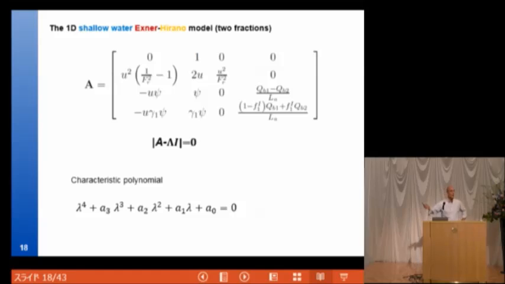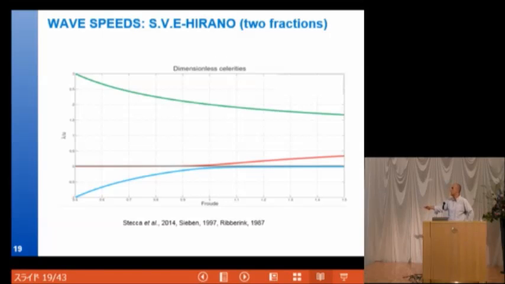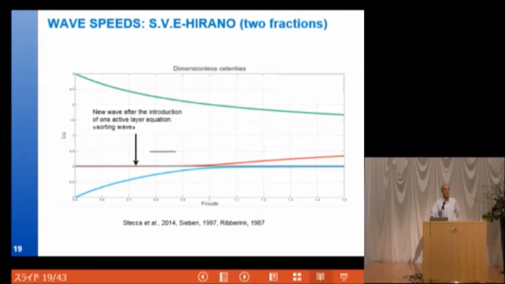Let me now consider the 1D shallow water Exner-Hirano model. Two fractions, only two fractions. So I have one equation more, so the characteristic polynomial is of fourth order. So I have four equations and four roots, and these are the results actually. You can see that the blue one and the green one are more or less the same that we got before. So they are the ones related to the water depth variation. But there is a new wave arising, this gray one, which is what we call the sorting wave.